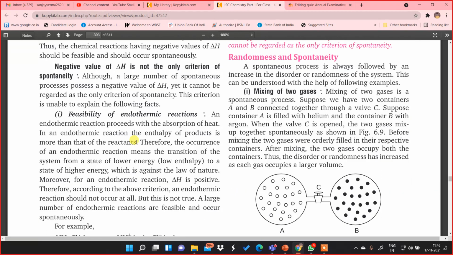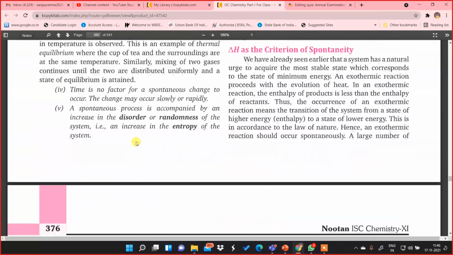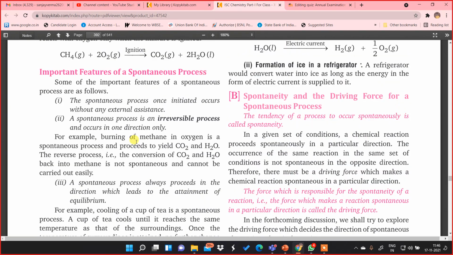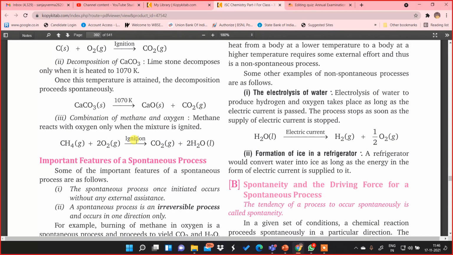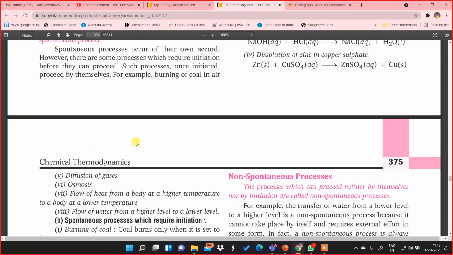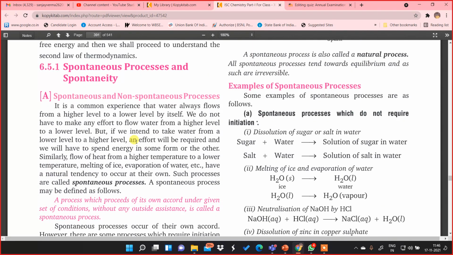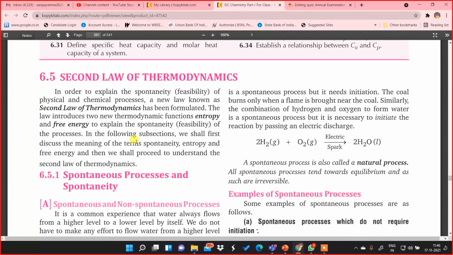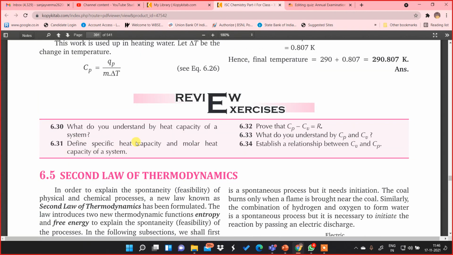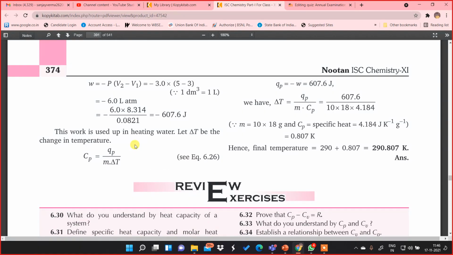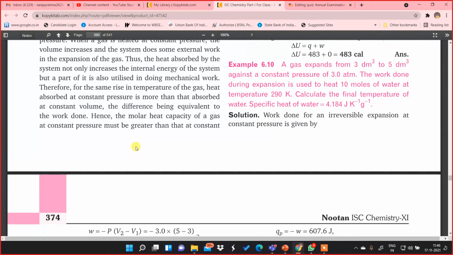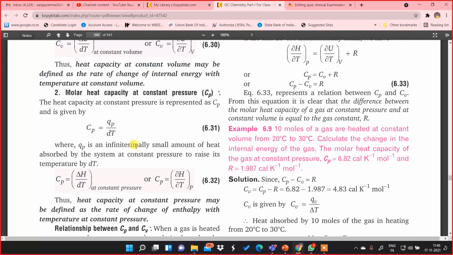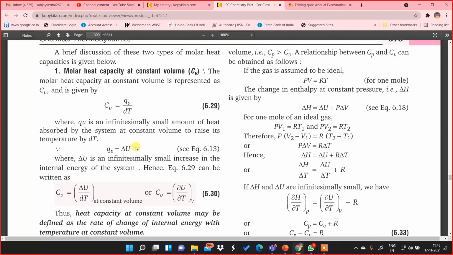The first law of thermodynamics. This reaction is giving out heat. So whenever heat is given out, the entropy change is negative. This I did when I did the first law.